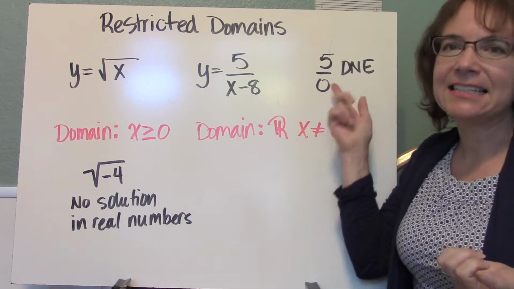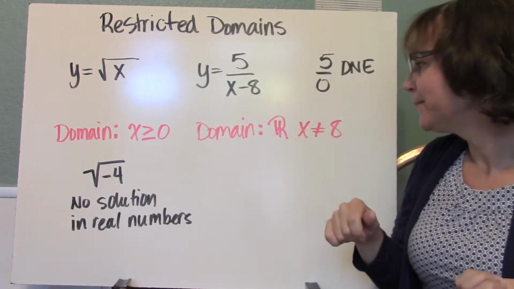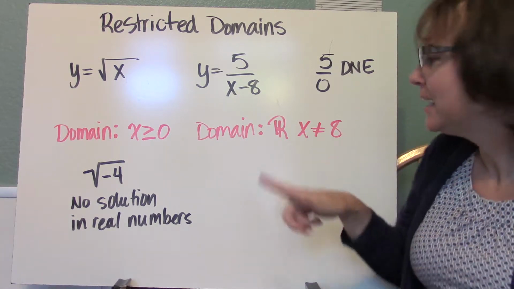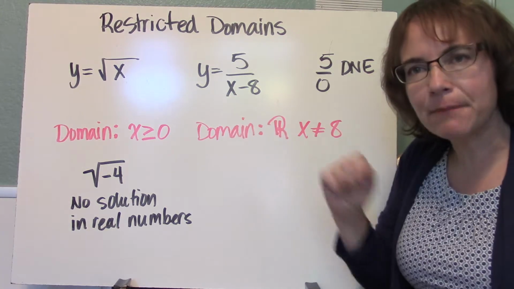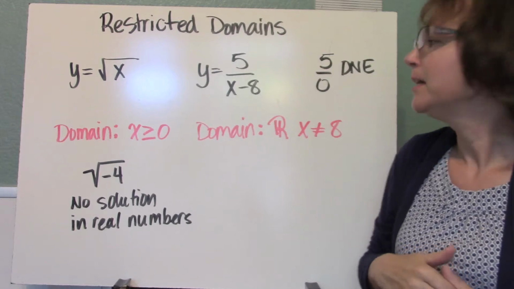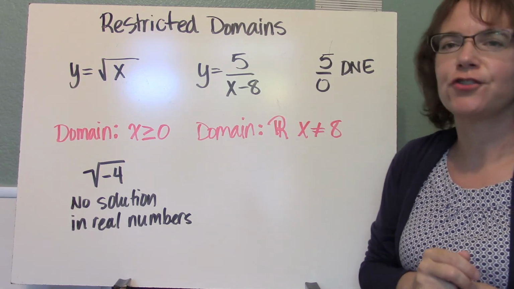So it does not exist. That's what this DNE stands for, it does not exist. We cannot do that. And so here, our domain is all real numbers except x cannot be equal to 8. Because if x were equal to 8, 8 minus 8 is a 0, and then we would have 5 divided by 0. And so this is just a small sampling of restricted domains.